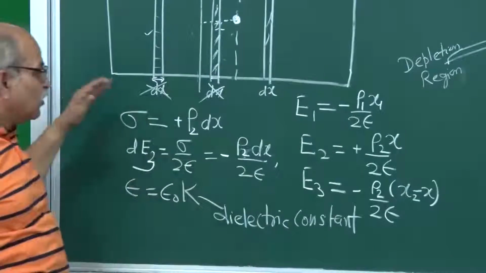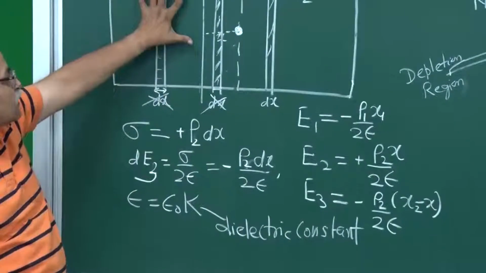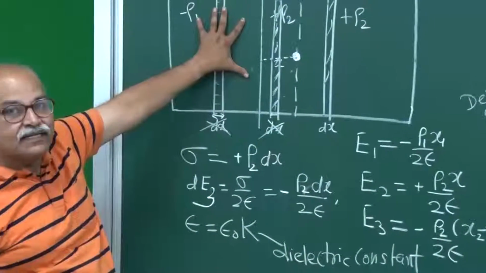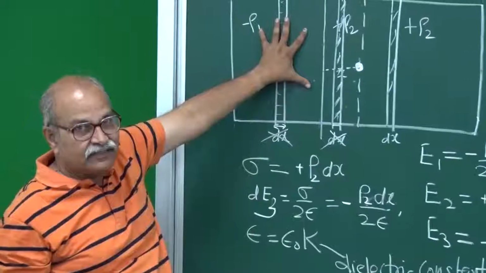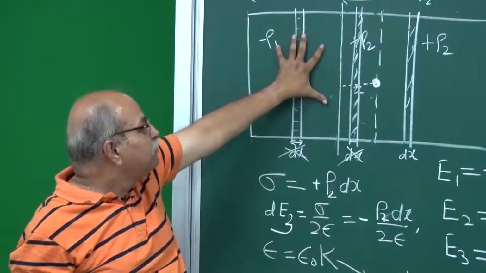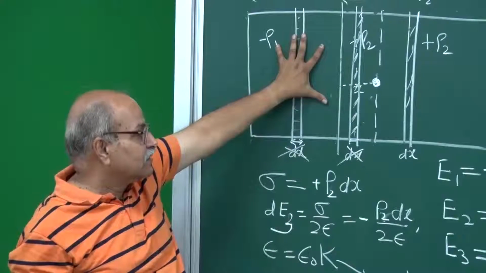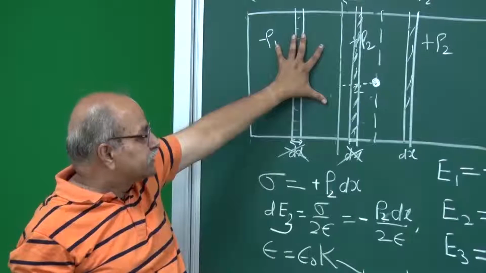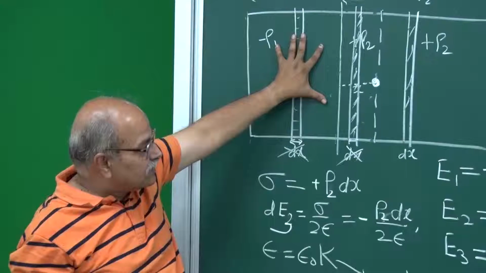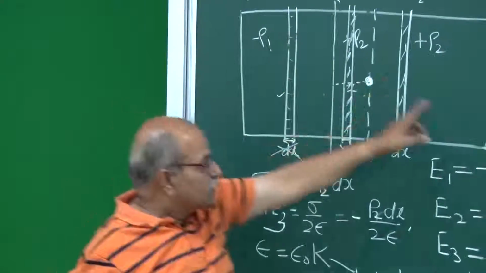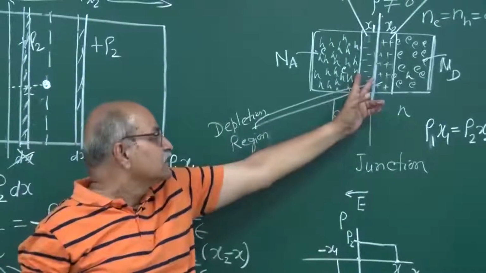So now I have all three contributions. The first contribution is due to this entire negative charge which is sitting here. This is that p-type semiconductor left of that junction, the depletion layer. So this part here, this part here.